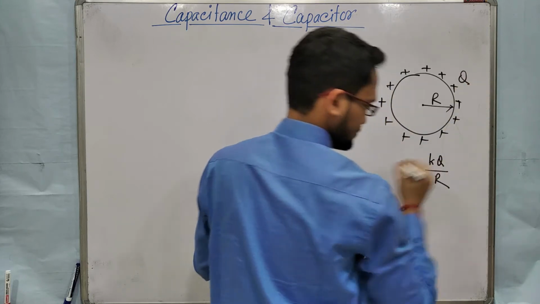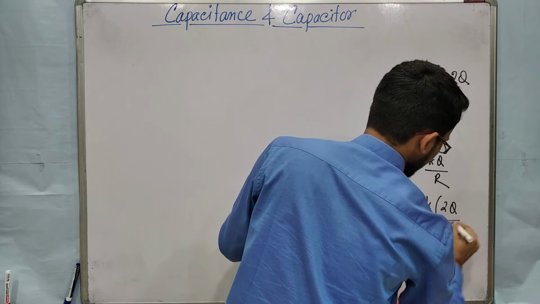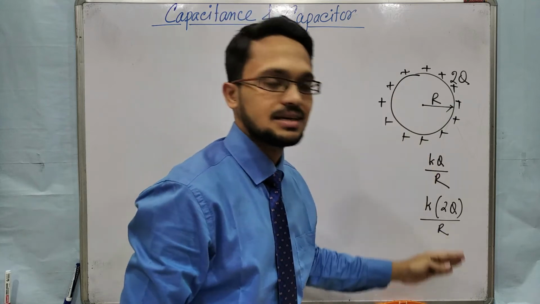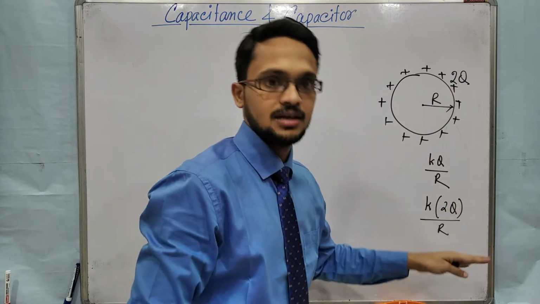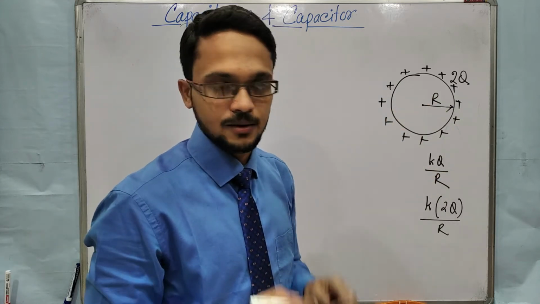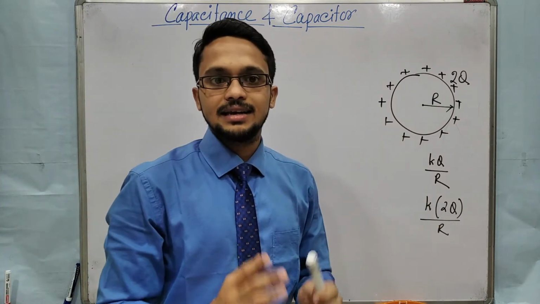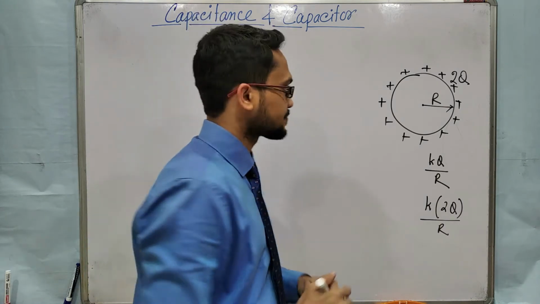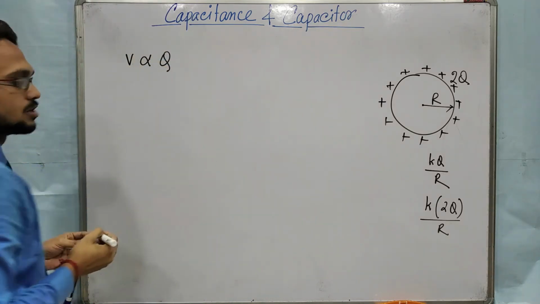K q by r. If you place 2q charge, the potential will be K 2q by r. In this way, as you place charges on the conductor, its potential will increase. Then with 3q, it is k 3q by r. So potential will increase as we place more and more charges on this conductor. There is a theory that potential on a conductor increases directly with the amount of charge, so potential V is directly proportional to the amount of charge.